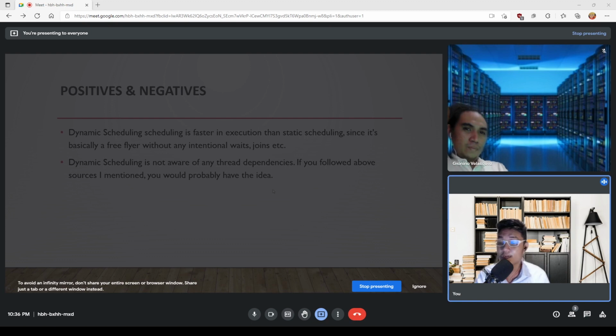So the positives and negatives of dynamic scheduling. Dynamic scheduling is faster in execution than static scheduling, since it is basically a free flyer without intentional waits, joins, or etc. Dynamic scheduling is not aware of any thread, so this is the downside of it. It is not aware of any thread dependencies. If you followed the above sources mentioned, you'll probably have the idea.